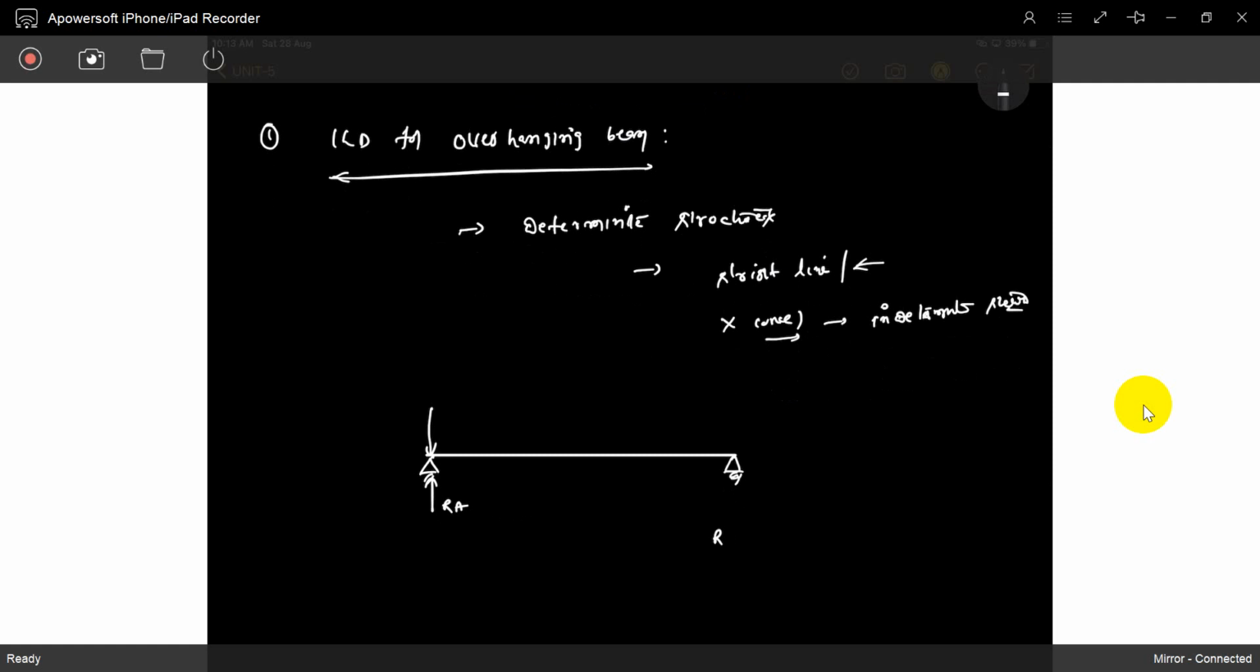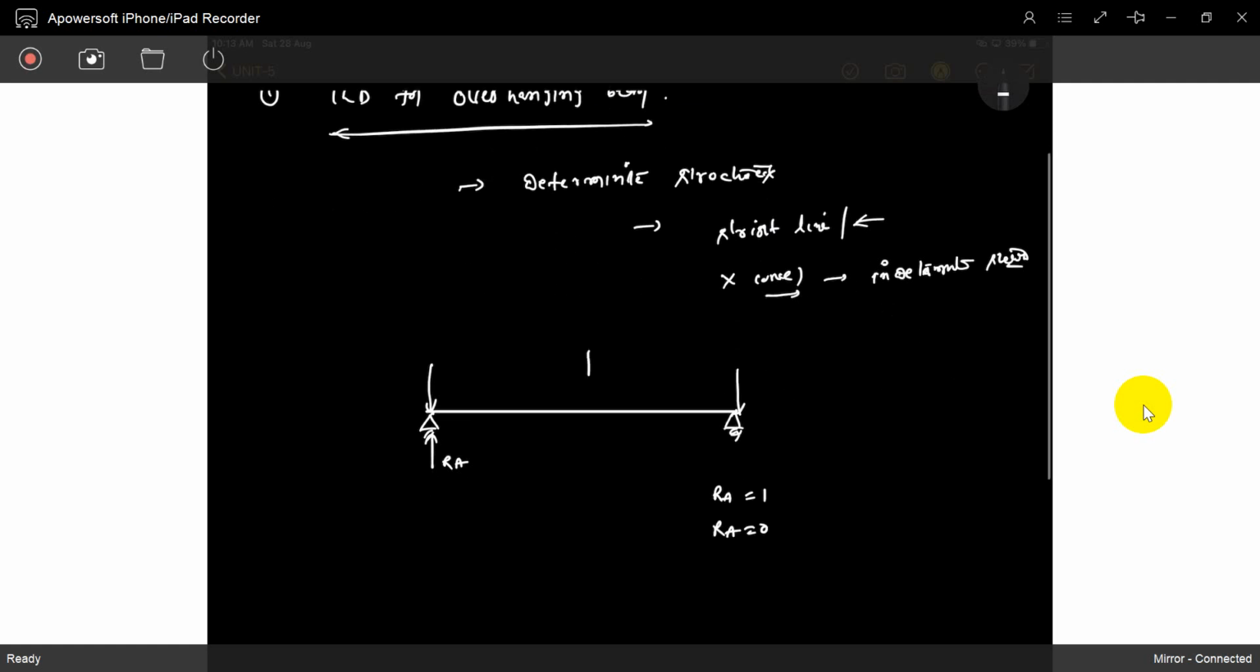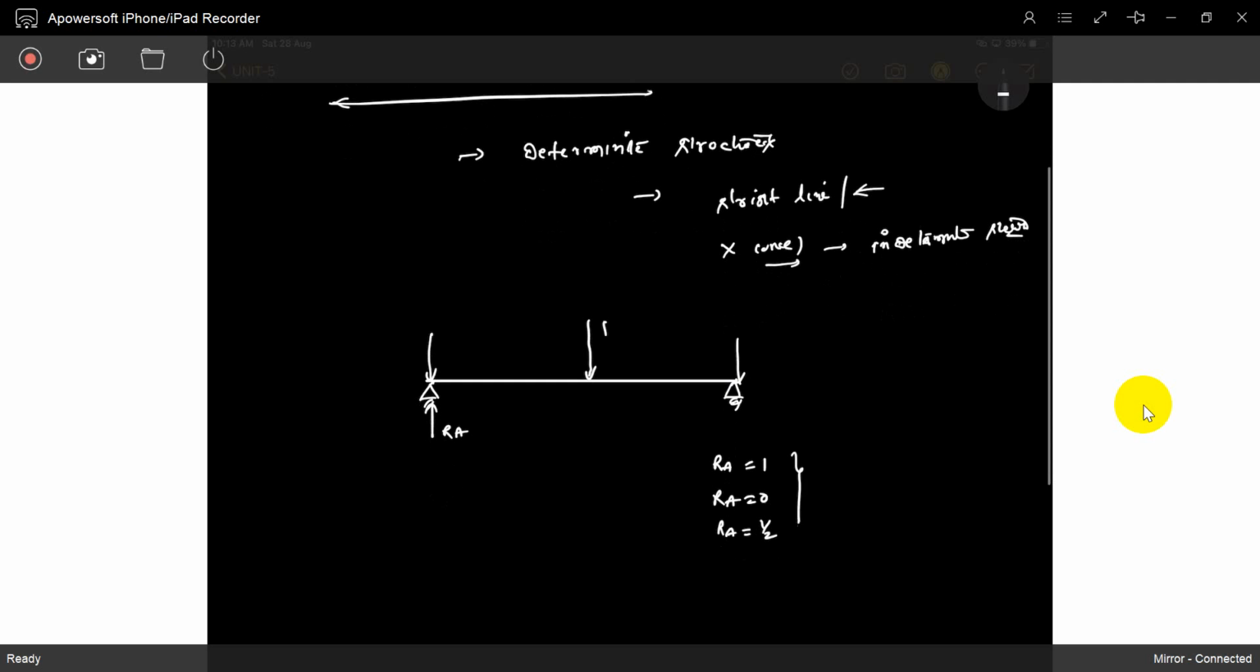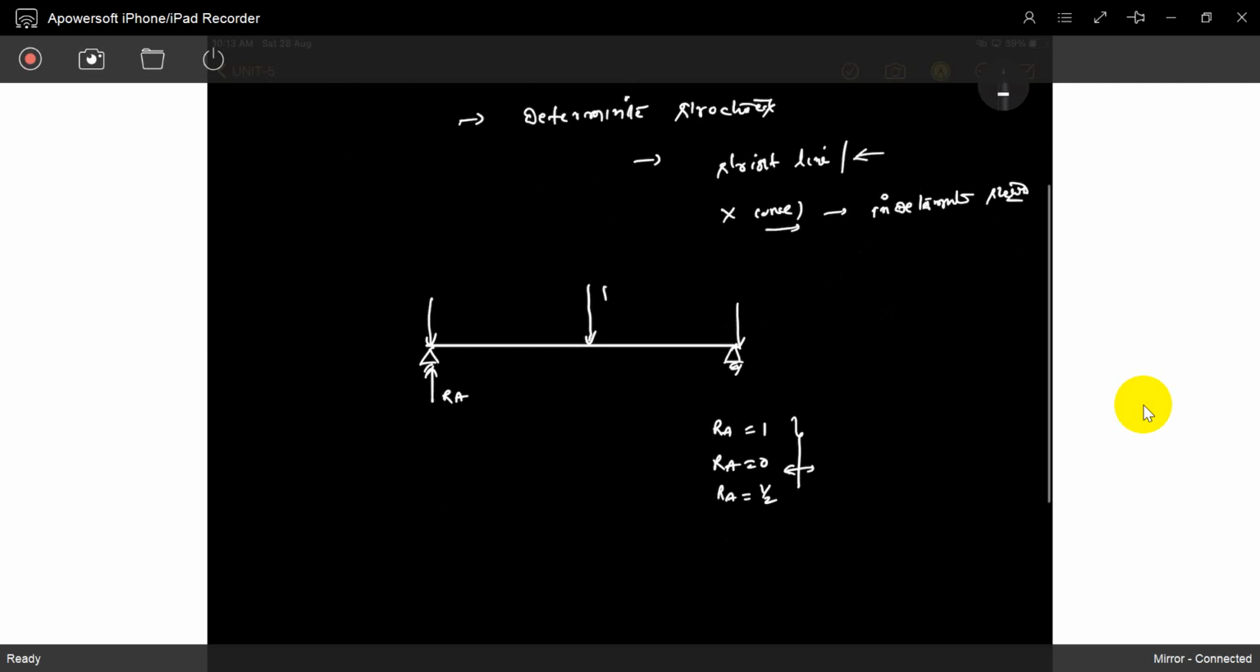At this place RA is 1. At this place RA is 0. At the center, RA is half. That's it, na? If we put a 1 unit load, it's half. So based on those quantities, find out the quantities at every location. Later we draw the ILD. At this place it's 1, this place 0, this place half, this place 1 by 4th.